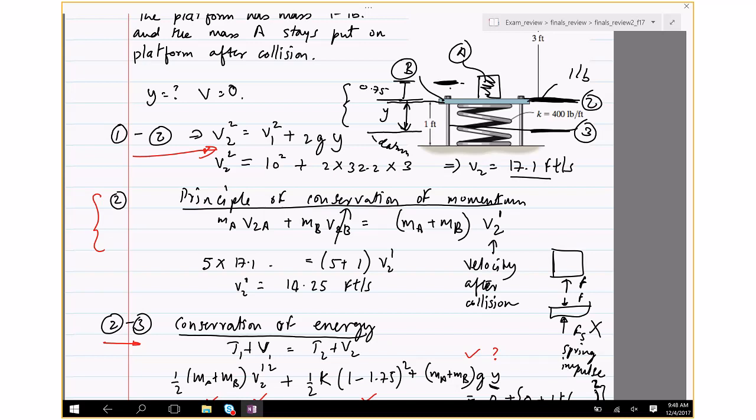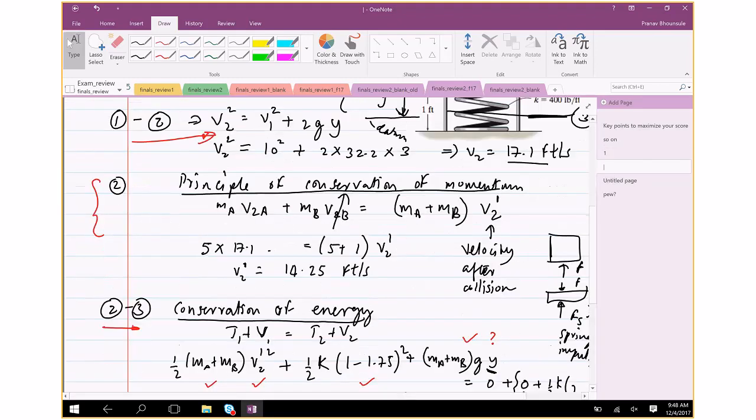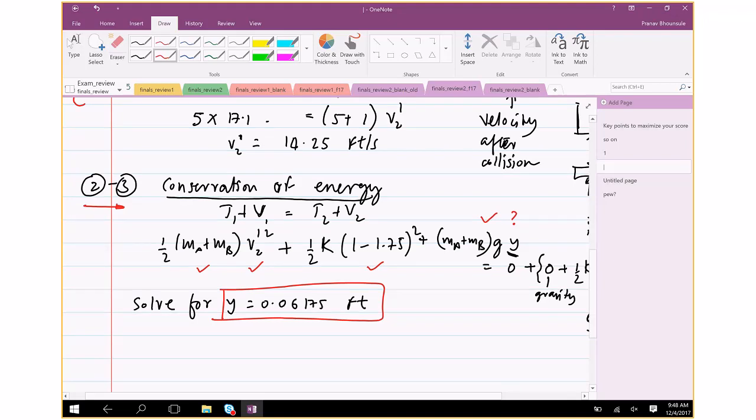In fact, in the previous problem, when the platform didn't have a mass, there is no energy lost due to collision because there's nothing to collide with. The mass is hitting something which is massless, in which case its velocity will carry through, and you don't have to apply conservation of momentum. So it turns out that if you solve the previous problem, you get y to be 0.075. And the y over here is less, 0.06175. The reason it's less is because there's energy loss due to the collision. So when there's energy loss, clearly the displacement is going to be less.